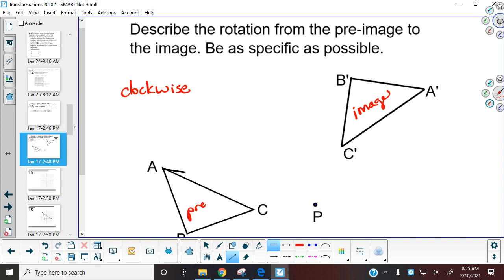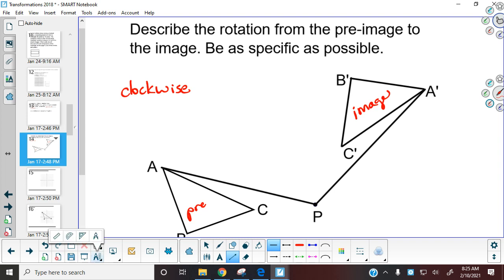What you want to do is connect A to the point of rotation. I'm going to be a little OCD here and make this perfect. Then I want to connect my point of rotation to my new A. What I've created there is an angle, and that angle obviously is obtuse.